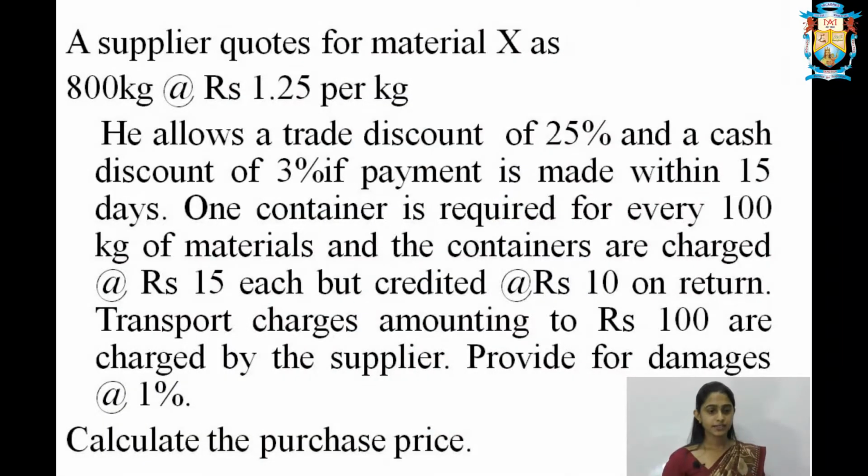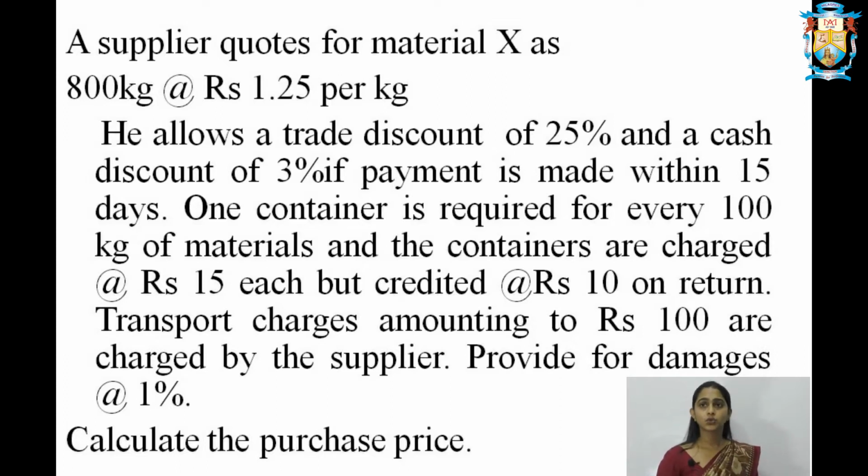Today, I'll be working out a problem on calculation of purchase price. The sum is like this. A supplier quotes for material X as 800 kg at rupees 1.25 per kg. He allows a trade discount of 25% and a cash discount of 3% if payment is done within 15 days.